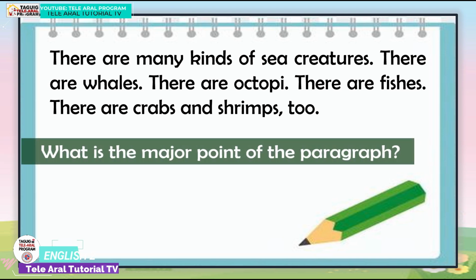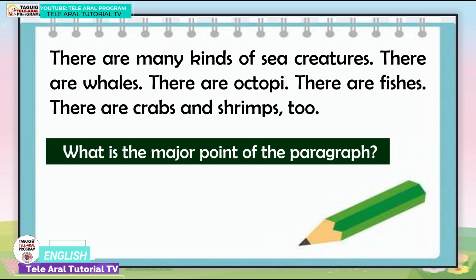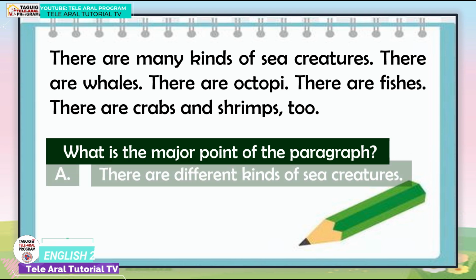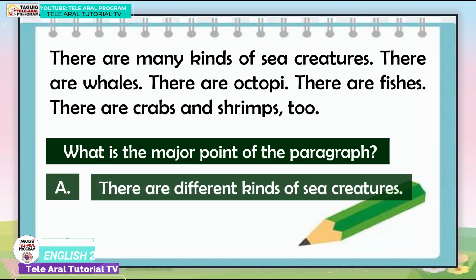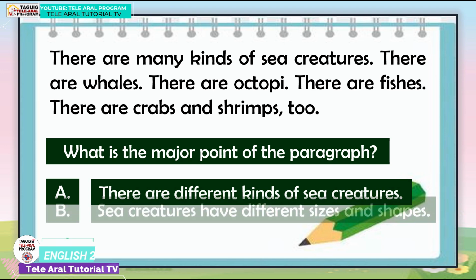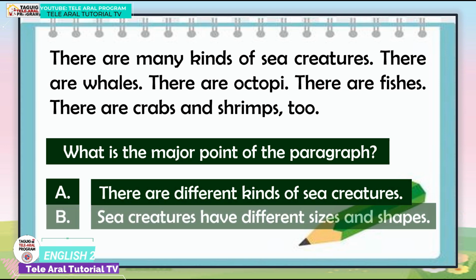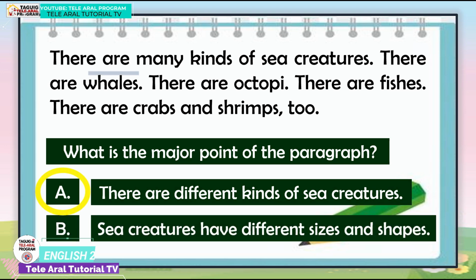There are many kinds of sea creatures. There are whales, there are octopi, there are fishes, there are crabs and shrimps too. What is the major point of the paragraph? A. There are different kinds of sea creatures. B. Sea creatures have different sizes and shapes. Very good. Letter A is the correct answer. There are different kinds of sea creatures.